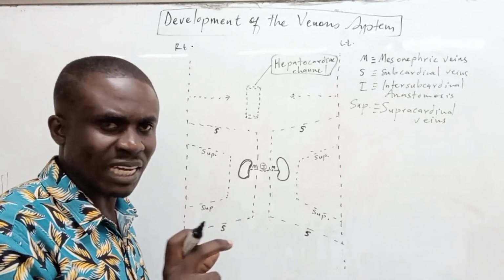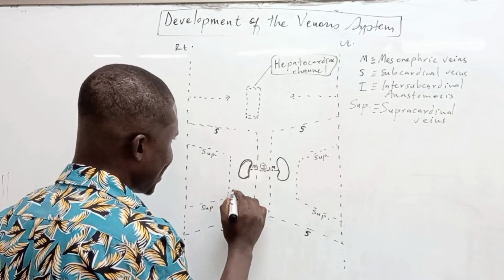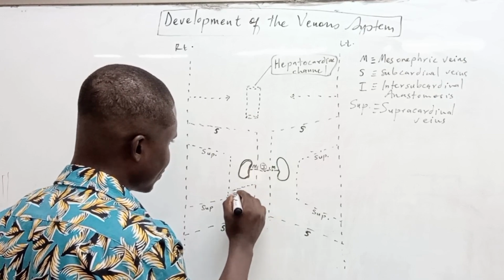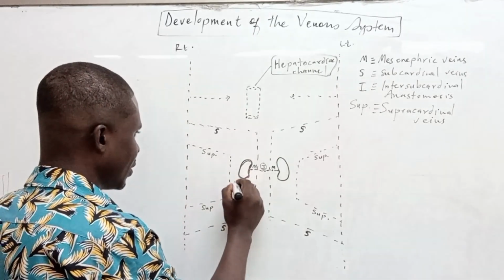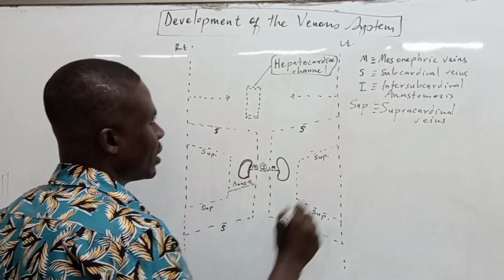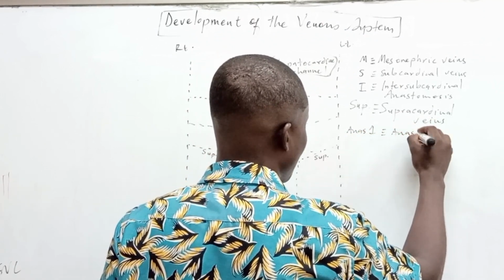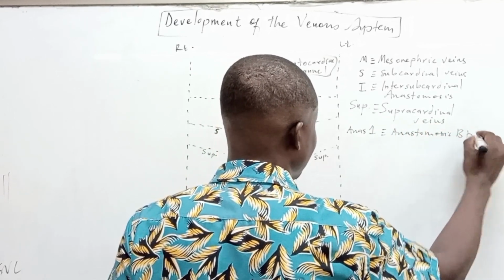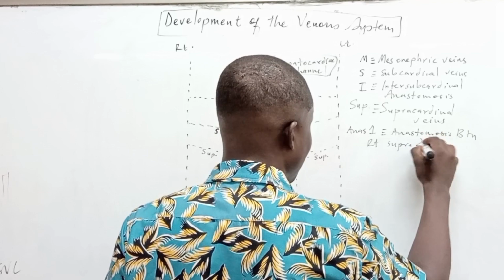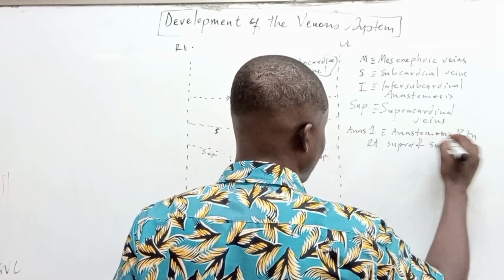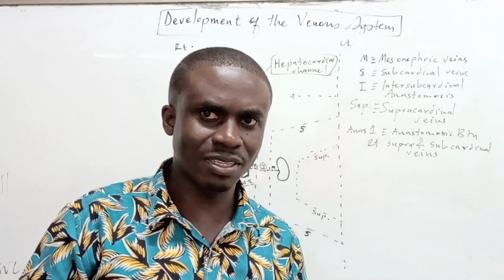There's going to be an anastomotic connection, because it's formed towards the right side, between this right supracardinal vein and the right subcardinal vein. So like this, there's going to be an anastomosis. Let me call this one anas 1. So this anas 1 is the anastomosis between the right supra and subcardinal veins. Okay, that is what we see.